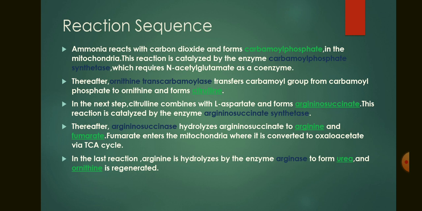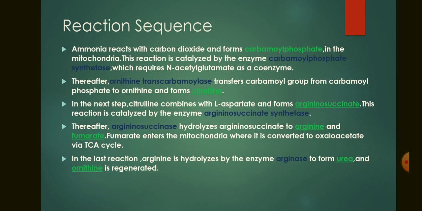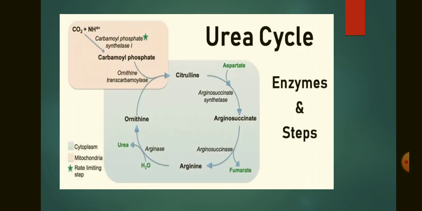Thereafter, ornithine transcarbamylase transfers the carbamyl group from carbamyl phosphate to ornithine and it forms citrulline. After this step, citrulline combines with L-aspartate and forms argininosuccinate. This reaction is catalyzed by the enzyme argininosuccinate synthetase.